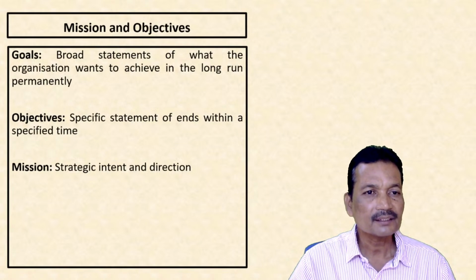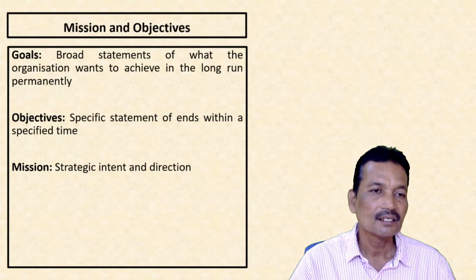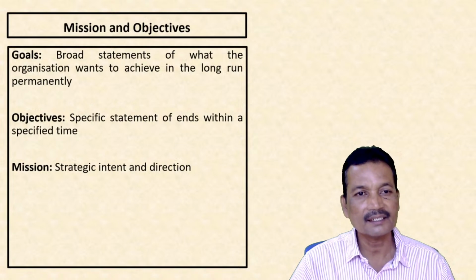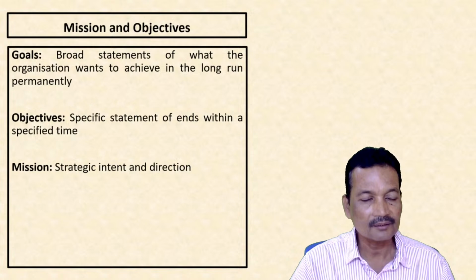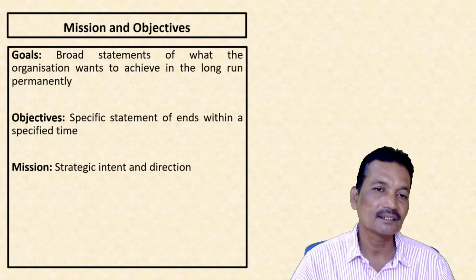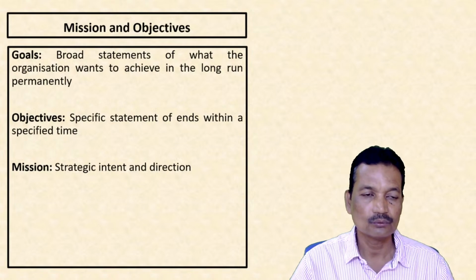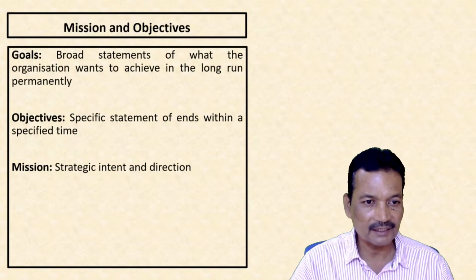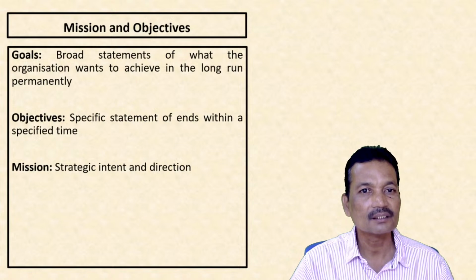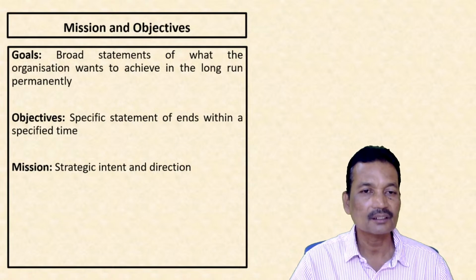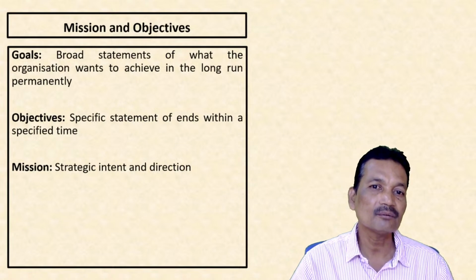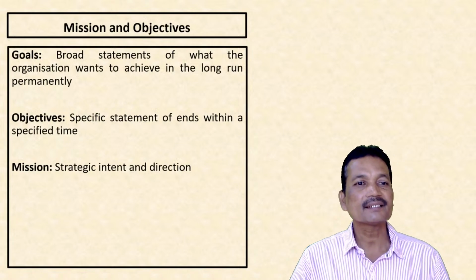In other words, we can say that the goals of any organization for the long run is always what the company wants to do, in which sphere of business it wants to continue successfully its venture.